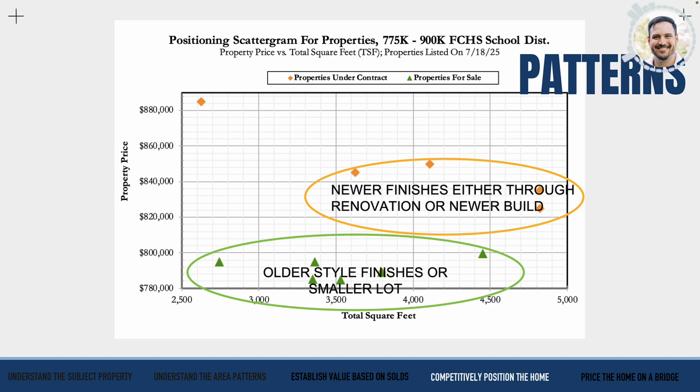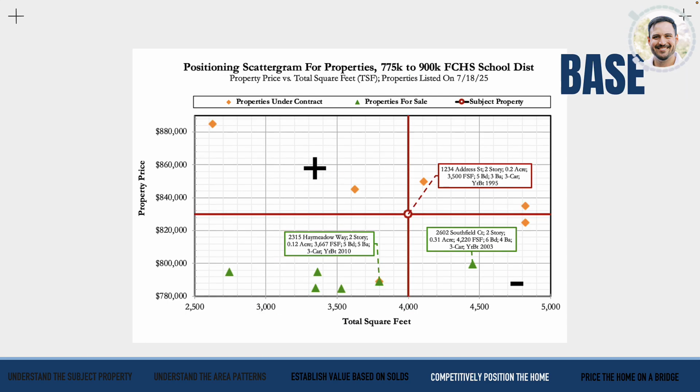But assuming we are selling now, we're going to first look at our base value, which was right here at the 830. Any homes in this top left quadrant, where the plus is, are homes we have an advantage over. That means they're higher priced for less square footage than ours. So unless something really drastic is different about that, we would have a competitive advantage over them.